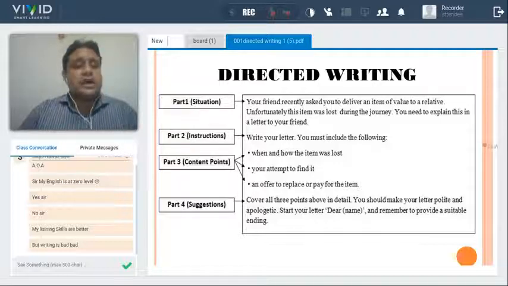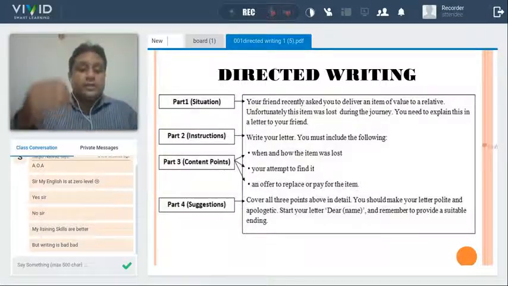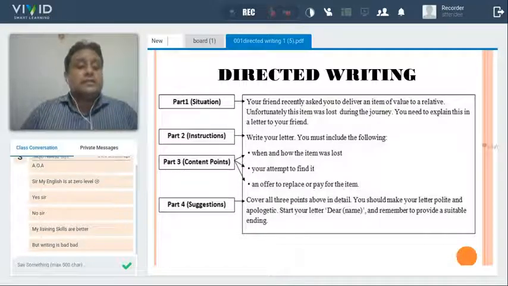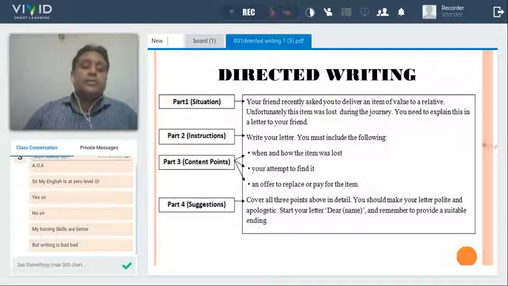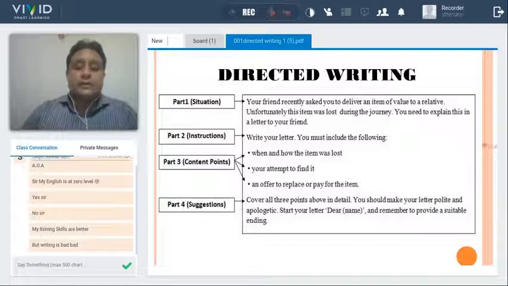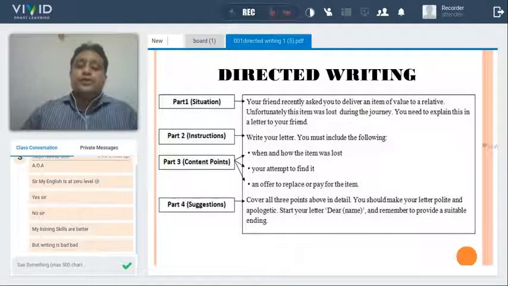Suggestions are actually the part of the question in which the paper setter, the examiner, asks us to follow some of the instructions regarding language and format. For example, let's read the suggestions part. Cover all 3 points above in detail. So that's the first instruction for us to develop our content points in detail. You should make your letter polite and apologetic.